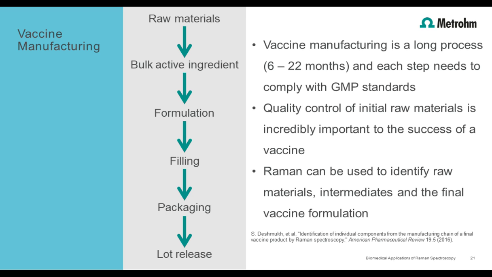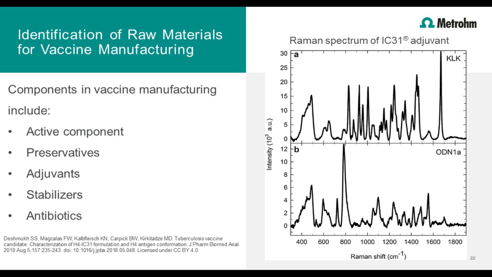And each step along this process needs to comply with good manufacturing practices, which means that we need some analytical tools that can help identify and verify the different components of a vaccine along those various stages of the process. So these can include raw materials, intermediates, as well as the final vaccine formulation.